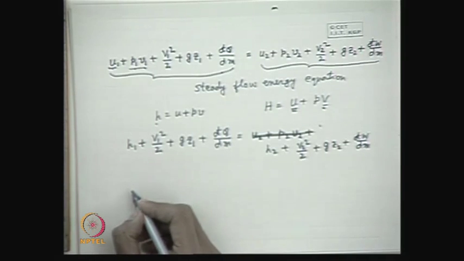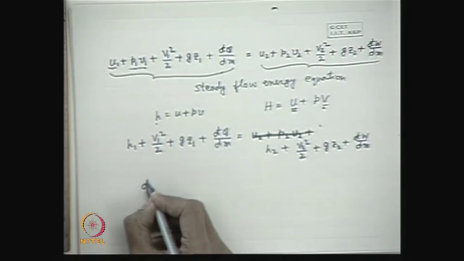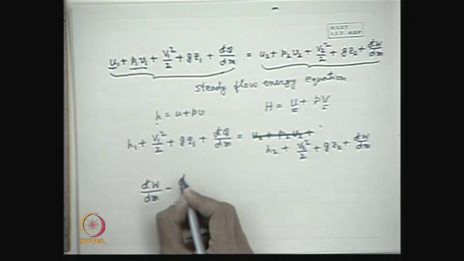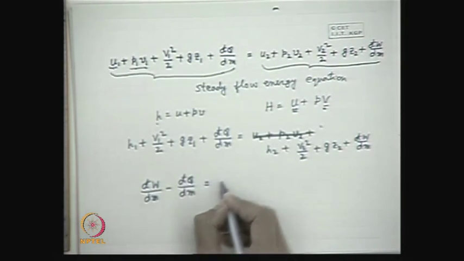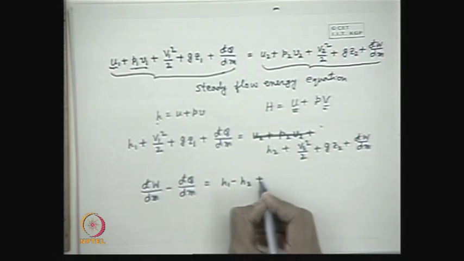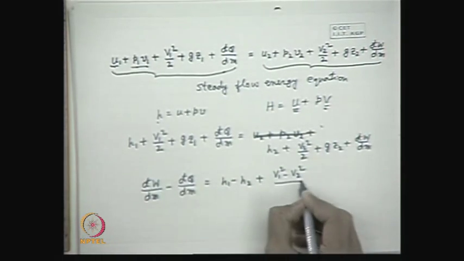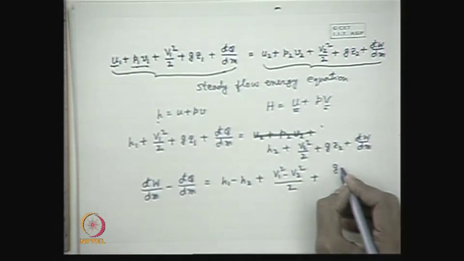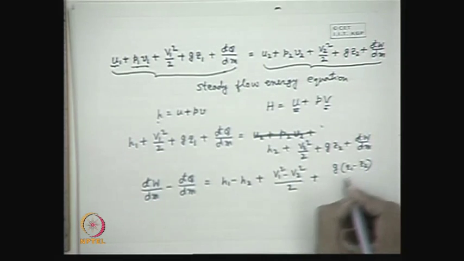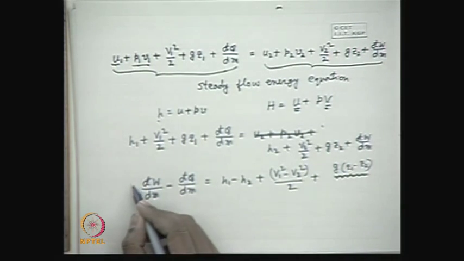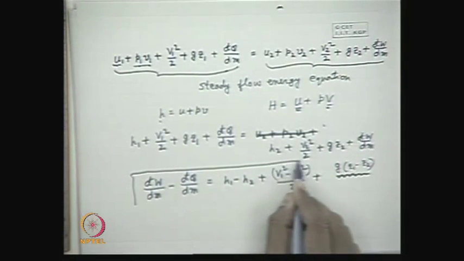This can be manipulated algebraically in this fashion: dW/dm minus dQ/dm is equal to h1 minus h2 plus (V1 square minus V2 square)/2 plus g(Z1 minus Z2). That means we are taking this here and writing it on the left hand side, a simple algebraic manipulation. So, you see that this is the final outcome of the steady flow energy equation.